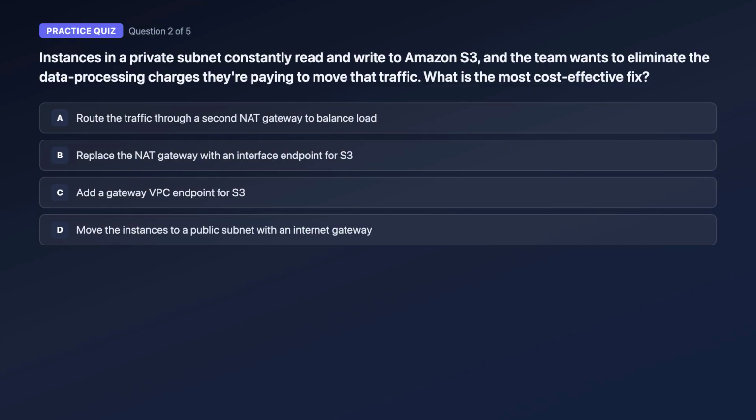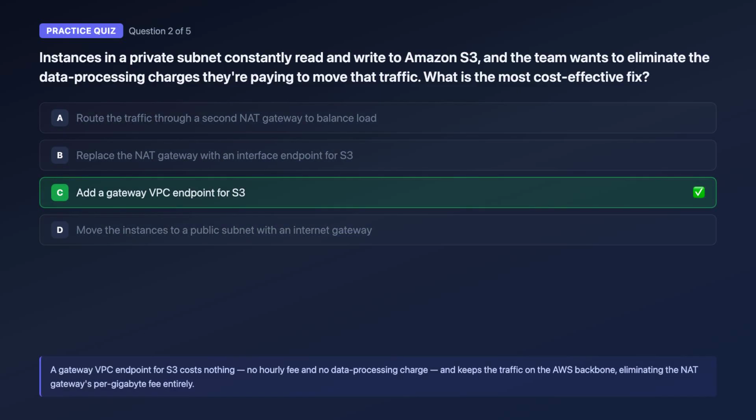Option A, route through a second NAT gateway to balance load. Option B, replace the NAT gateway with an interface endpoint for S3. Option C, add a gateway VPC endpoint for S3. Or option D, move the instances to a public subnet with an internet gateway. Pause here if you want more time.